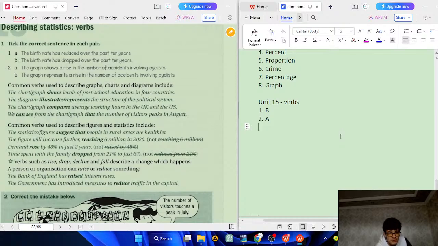Common verbs used to describe statistics and figures, okay? The statistics suggest that people in rural areas are healthier. The figure will increase further, reaching 6 million in 2020. Demand rose by 48% in just 2 years.